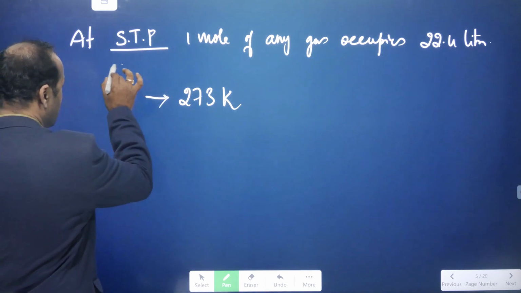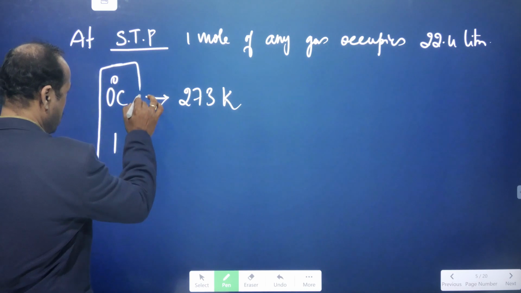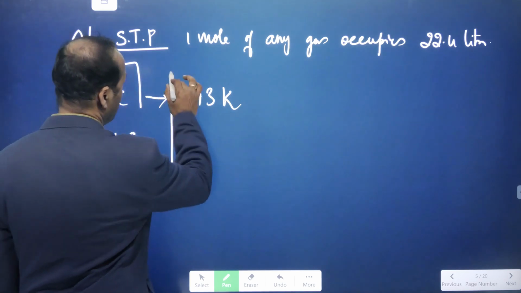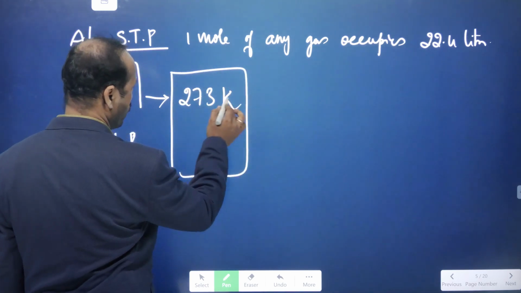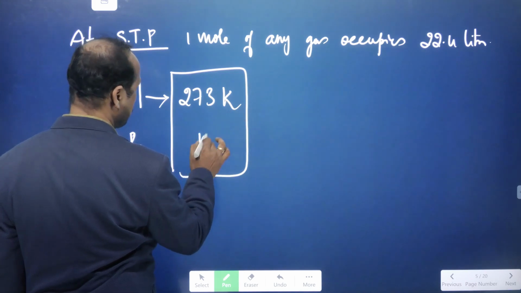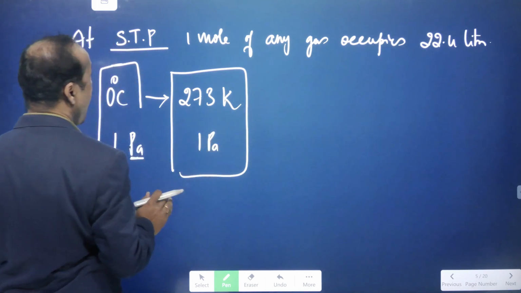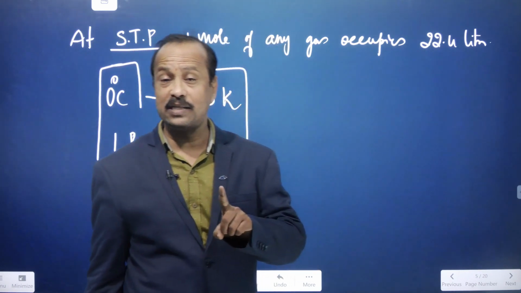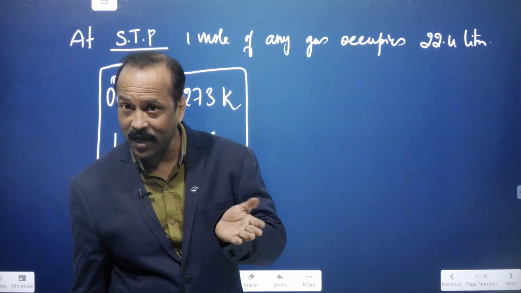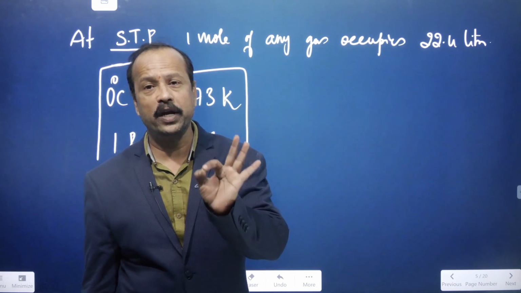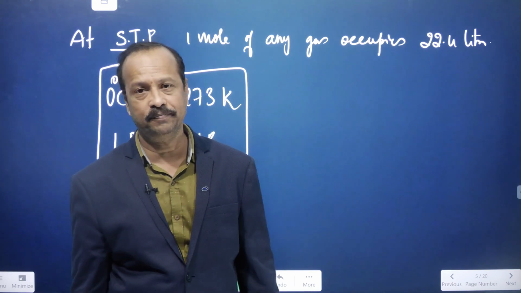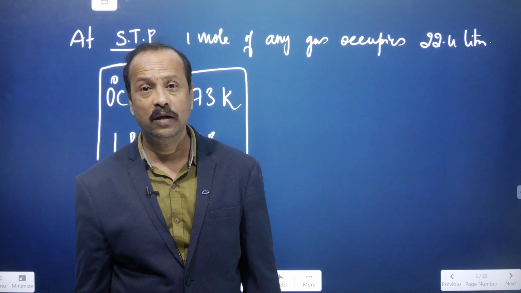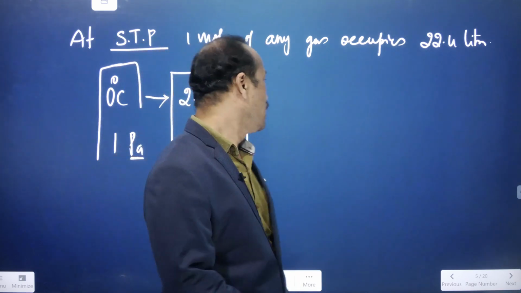When the temperature is 0 degrees, otherwise you can write like this, when the temperature is 273 Kelvin and pressure is 1 Pascal, at that time, if you take 1 mole of any gas, this occupies 22.4 liters. How much? 22.4 liters.